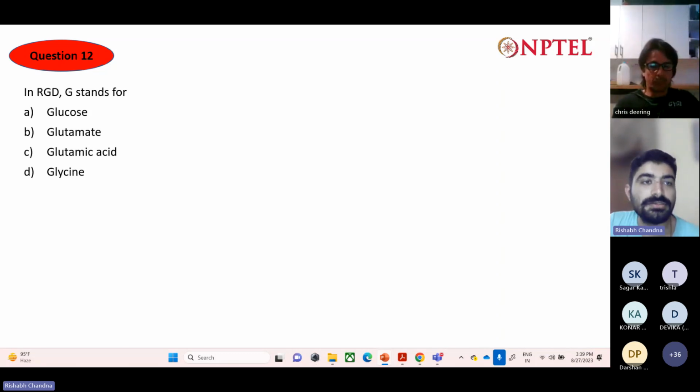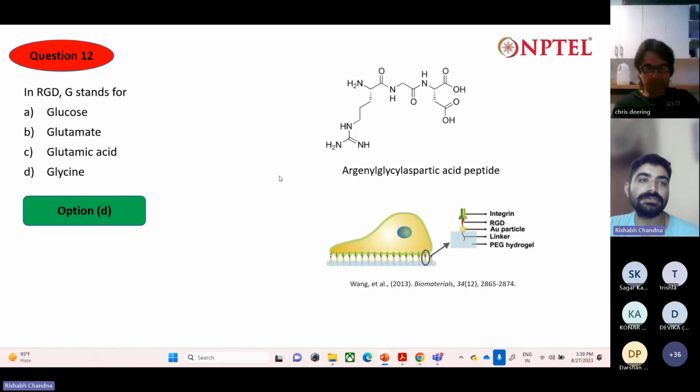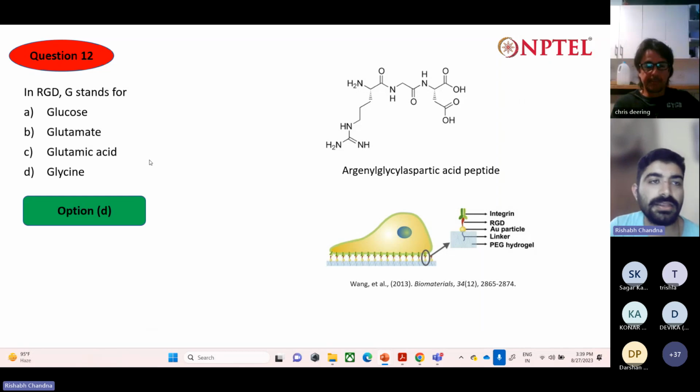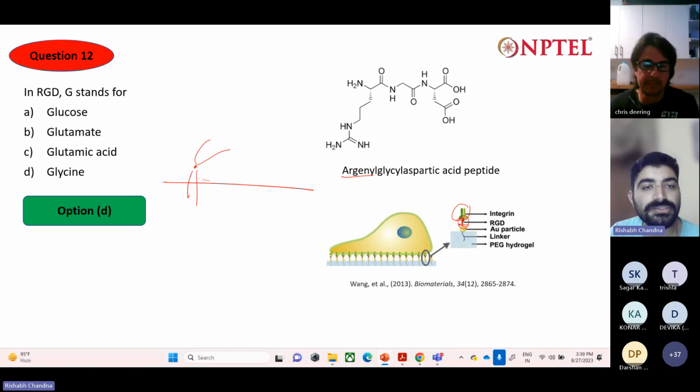So let's discuss this. This basically represents glycine, and it's a tripeptide that is made up of arginine, glycine, and aspartic acid. As you can see in this diagram, it's present above the integrin, this RGD peptide, and it helps in the cell adhesion of the cells. This is the cell membrane, and these are the integrin molecules, alpha, beta, and there is a small peptide that helps in the adhesion of cells to the other cells or to the extracellular matrix, and for cell communication also it is used.